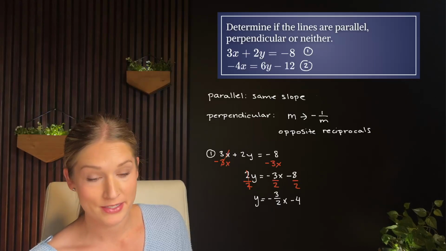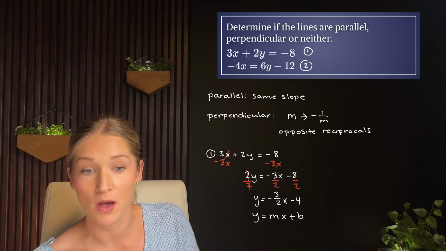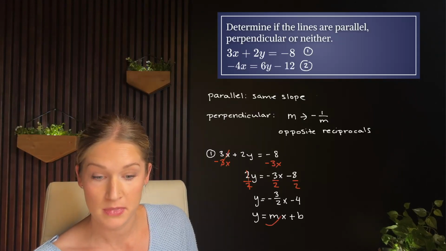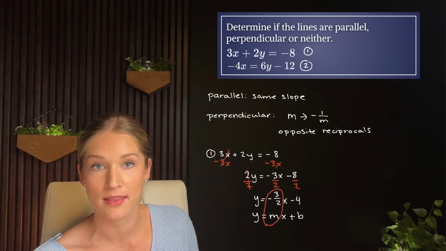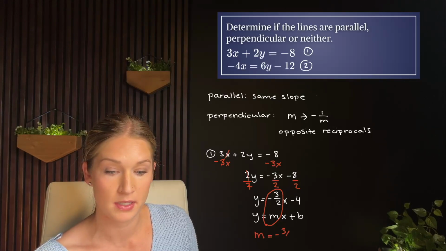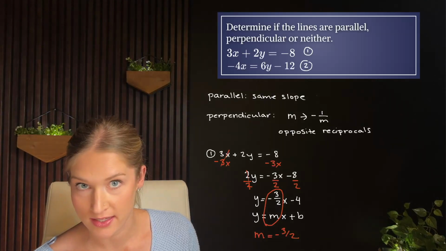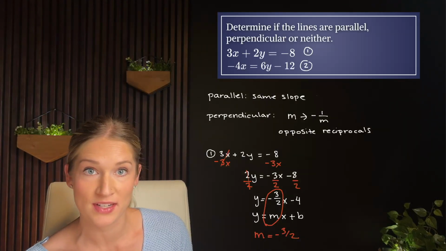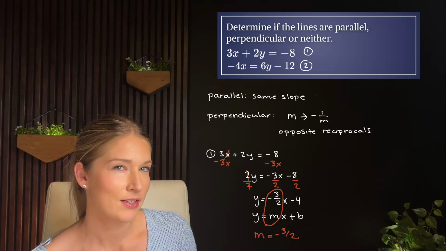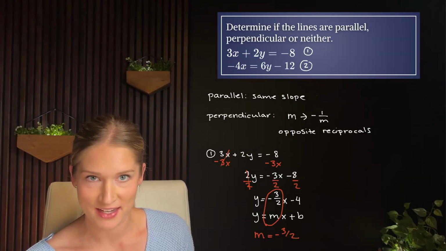Now comparing this to slope-intercept form, y equals mx plus b, I am looking at the value of m. M is the coefficient on x. So in this line, my slope is -3/2. So if I have a line that's parallel to this, it's going to also have a slope of -3/2. Keep in mind it also has to have a different y-intercept, otherwise it would just be the same exact line.